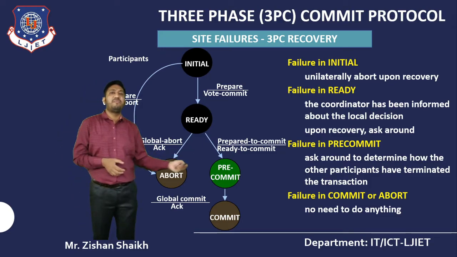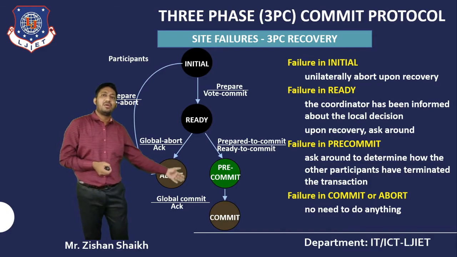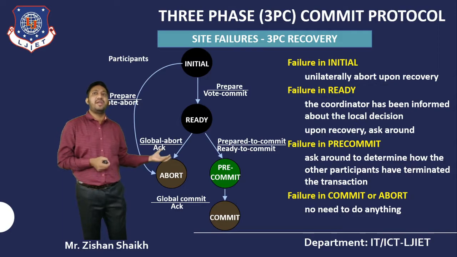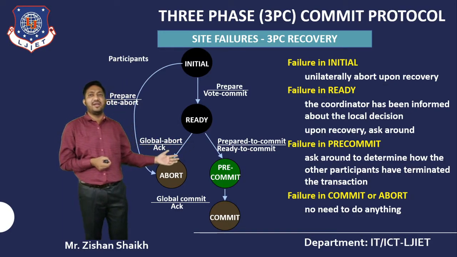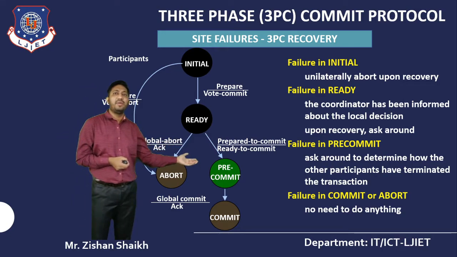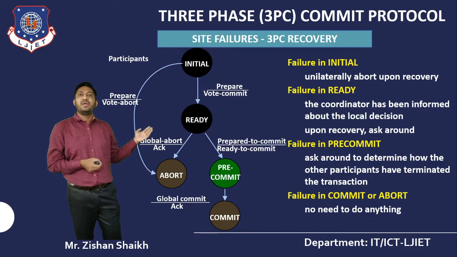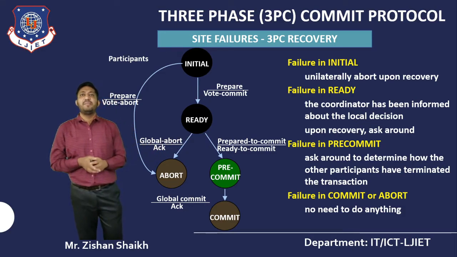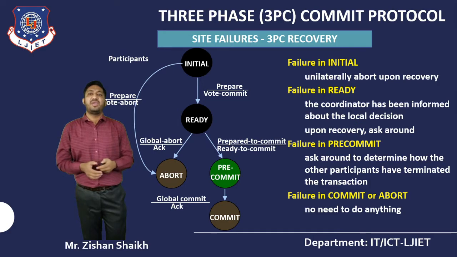The last is failure in commit or abort. Here, if we fail in the commit or abort state, there is no need to worry because we already have the previous state. The previous state is the pre-commit state, which guarantees that our transaction is successfully performing, and in the ready state for the abort, it has already received the global abort message from the coordinator. So this is the basic case of how site failure works in 3PC recovery and how we can recover the particular transaction.